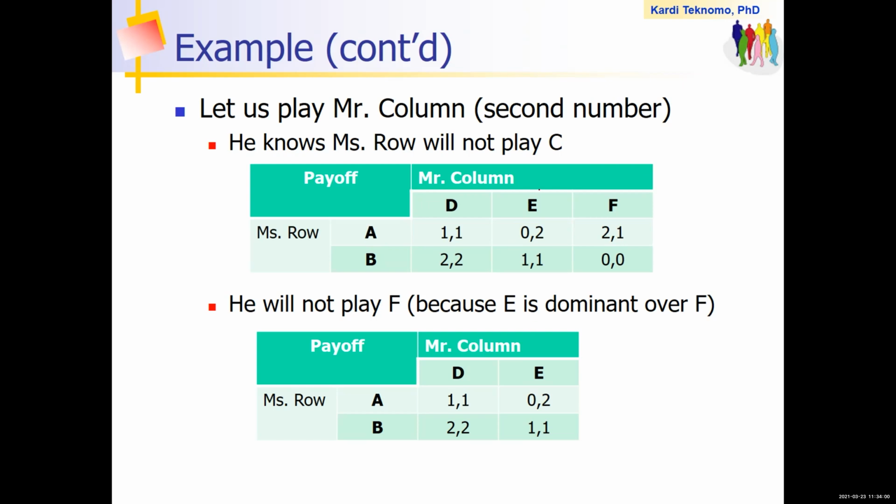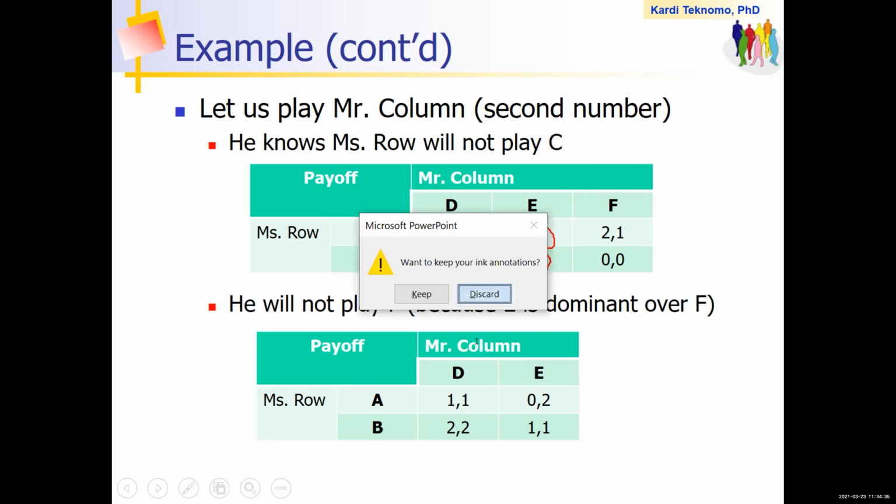Okay? Now you play as Mr. Column. When you play as Mr. Column, what you will do, you look at the second number, and check whether you have a dominant strategy. So, 1 compared to 2, 2 wins, right? 2 compared to 1, 2 wins. So, D and E, there is no dominant strategy.